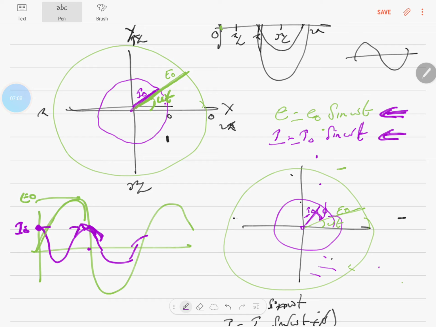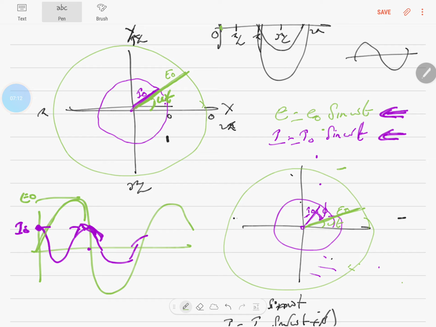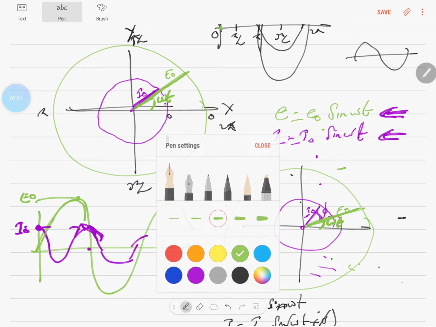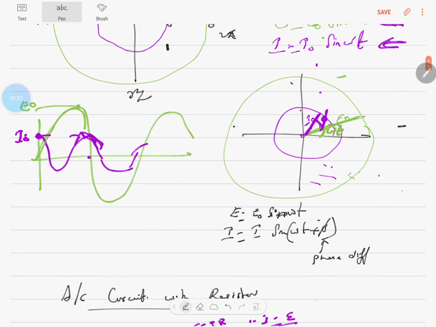And so the phasor representation: first I'll draw E0 to show that it's making an angle omega t with the x-axis. And I know that I0 is ahead, so I'll draw an I0 which is ahead by phi. Can you see? I0 is ahead of the EMF by phi, and this phi is known as the phase difference. And so you start with E equal to E0 sin omega t, and you end up writing I equal to I0 sin omega t plus phi, where phi is the phase difference.